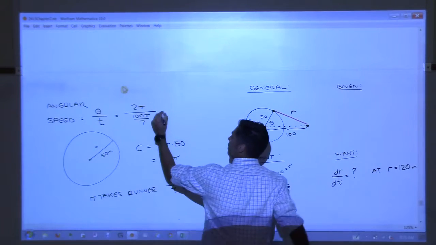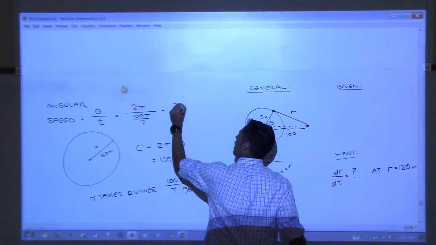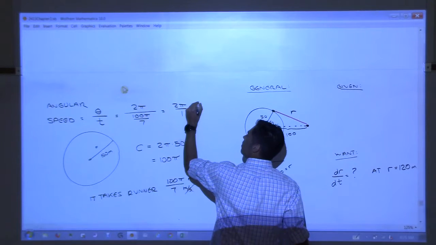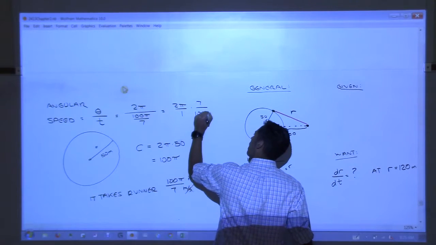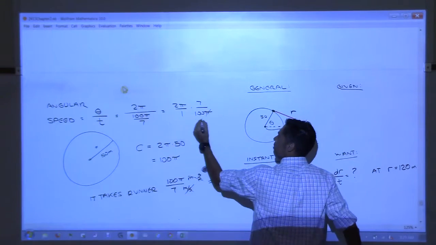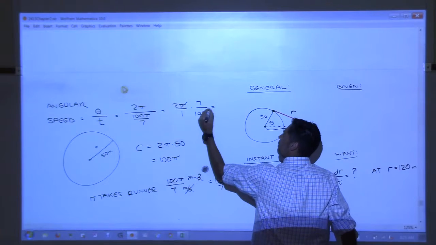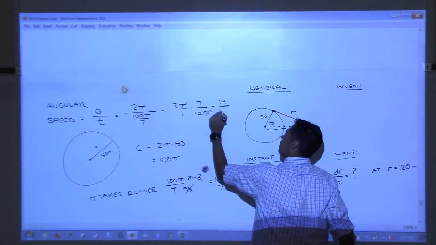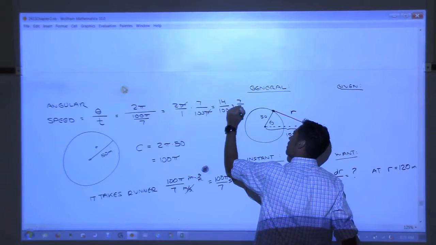So let's clean this up. This is the same as 2 pi over 1 times 7 over 100 pi. So all I did was flip it, right? And then the pi's cancel, and you get 14 over 100, which reduces to 7 over 50.